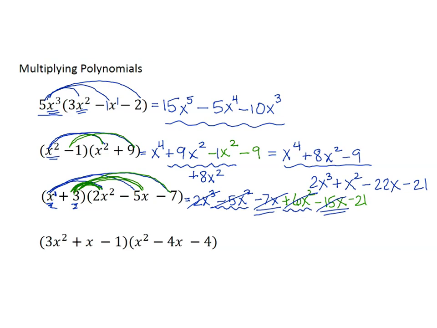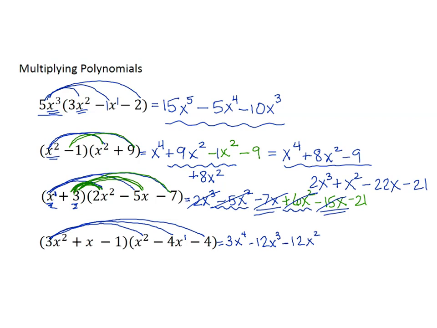We've got 3x squared times x squared, which will give us 3x to the fourth. Then we've got 3x squared times negative 4x. That will give us negative 12x cubed. And then x squared times x to the first is x to the third, because remember, we just add the exponents. Then 3x squared times negative 4 will give us a negative 12x squared.